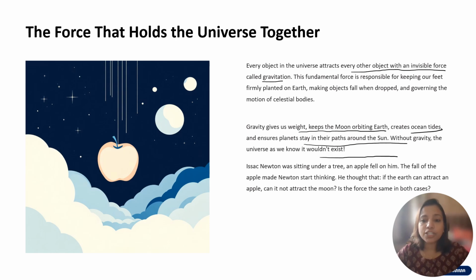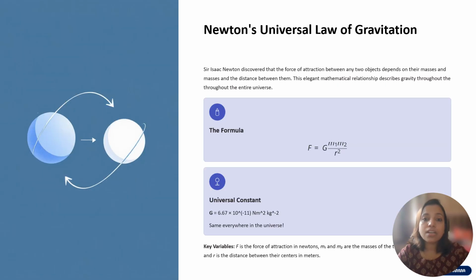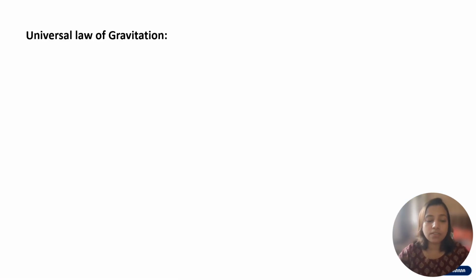This kind of question came to his mind, and later he gave us his famous law, the universal law of gravitation, known as Newton's universal law of gravitation. According to him, the gravitational force is directly proportional to the product of the masses of the two objects and inversely proportional to the square of the distance.